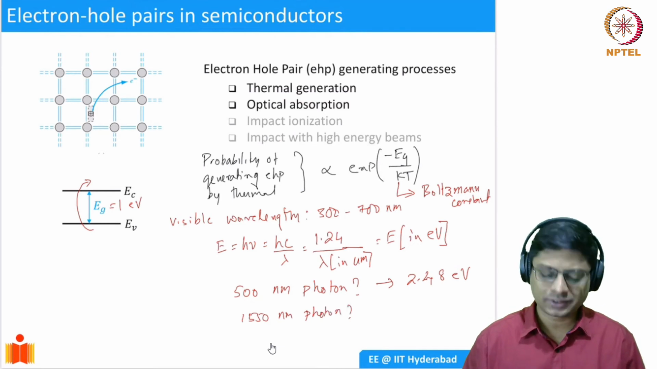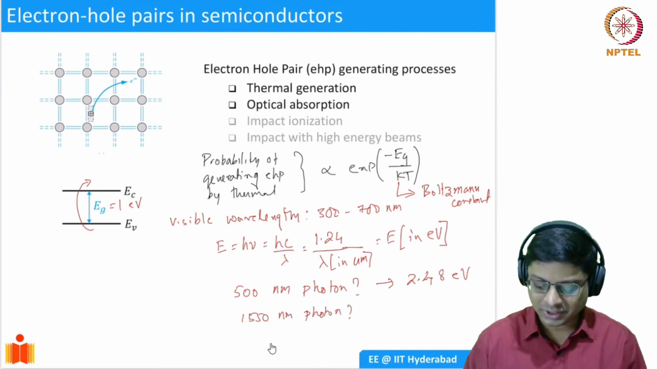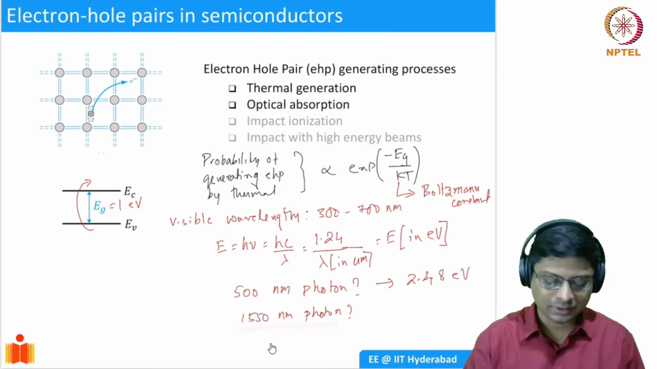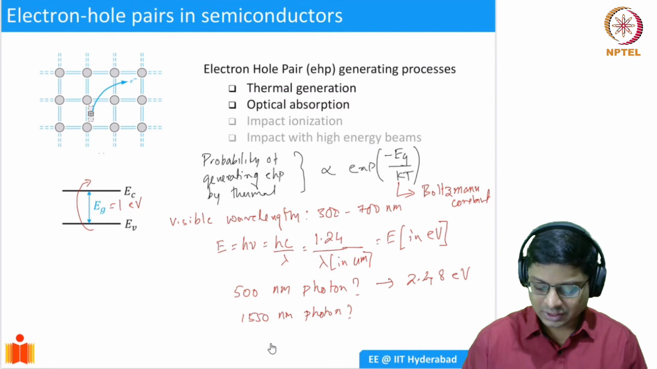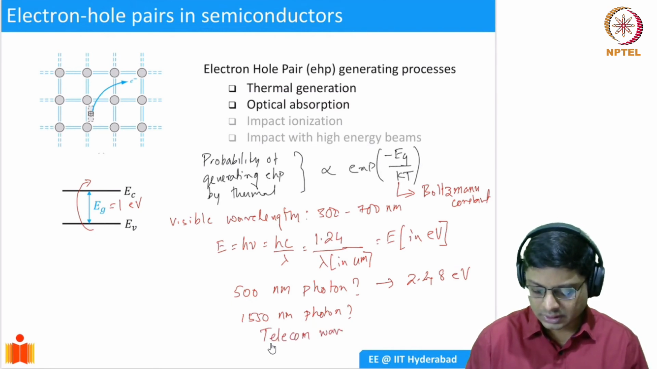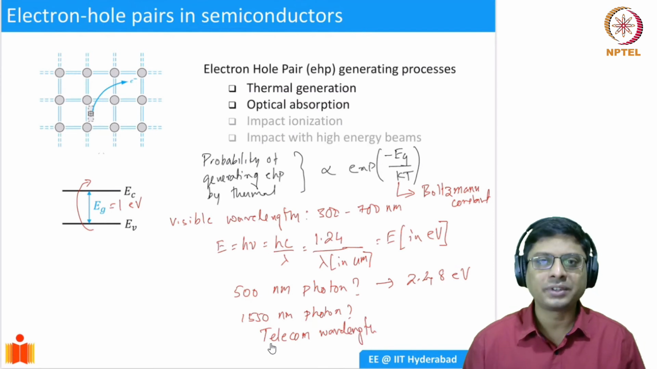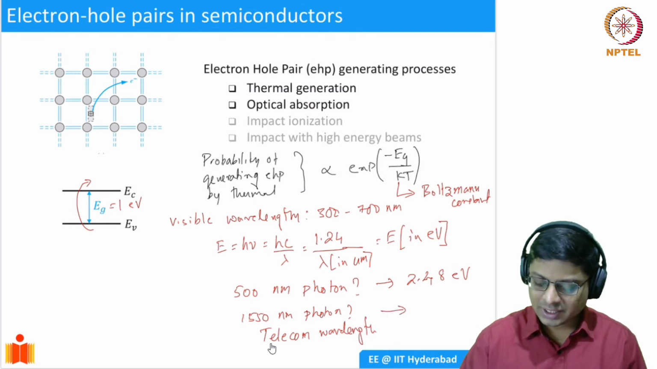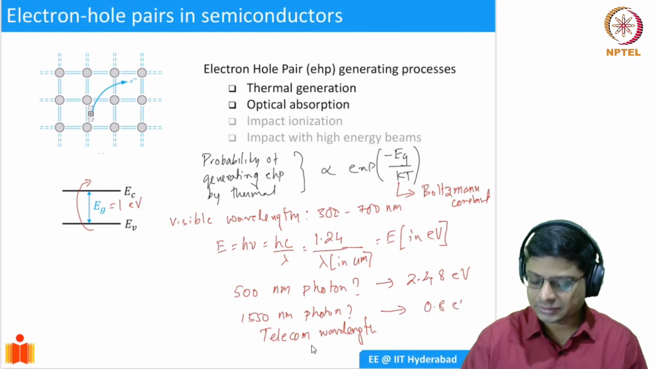Okay, this is a famous wavelength for telecommunications. All your optical fibers use IR, near IR, which is basically what we call the telecommunications wavelength. What happens if you shine this photon? What is the energy? If you calculate, it turns out to be 0.8 eV.